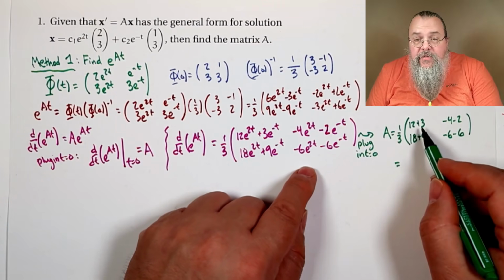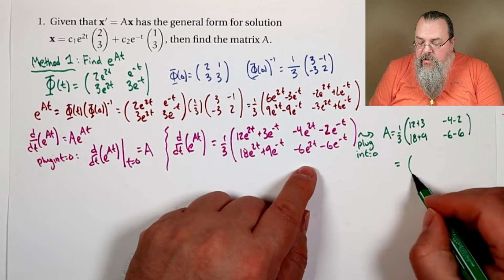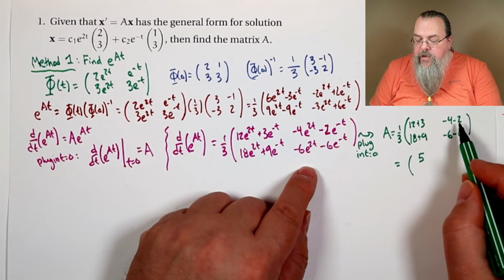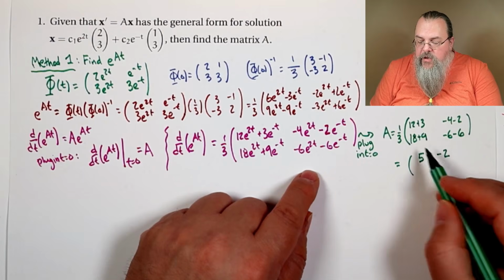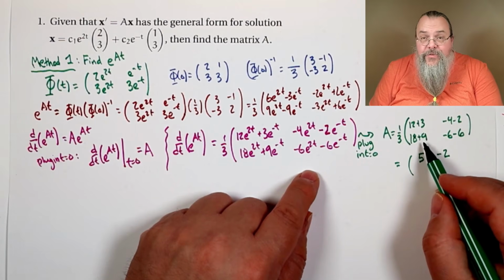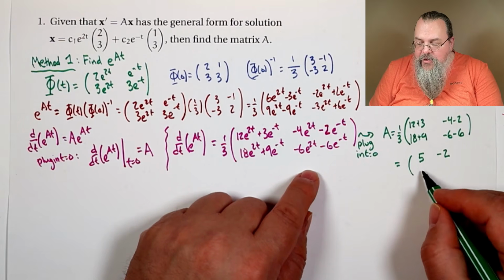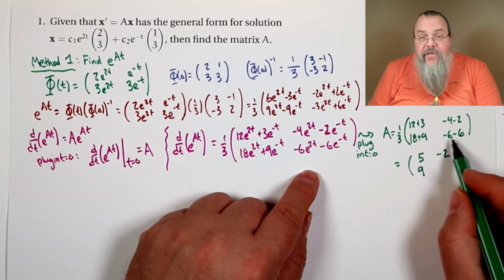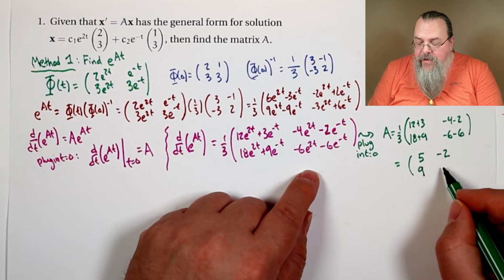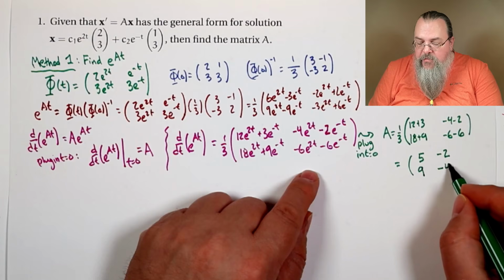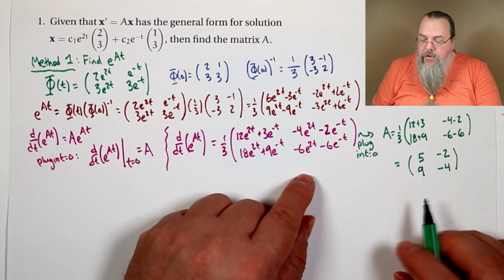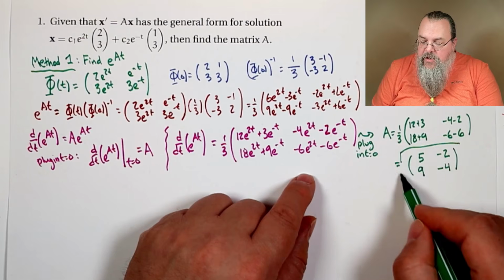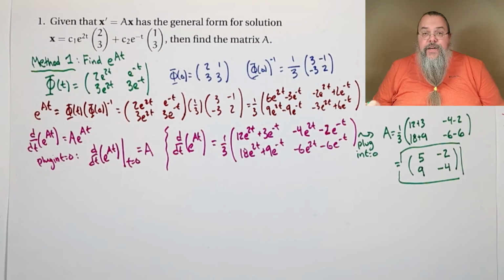12 plus 3 is 15 times 1/3, 5. Minus 4 minus 2 is minus 6 times 1/3, minus 2. 18 plus 9, 27. Times that by 1/3, that's 9. Minus 6 minus 6 is minus 12. Times by 1/3, minus 4. And there we go. There's our answer. Ta-da! Clean.